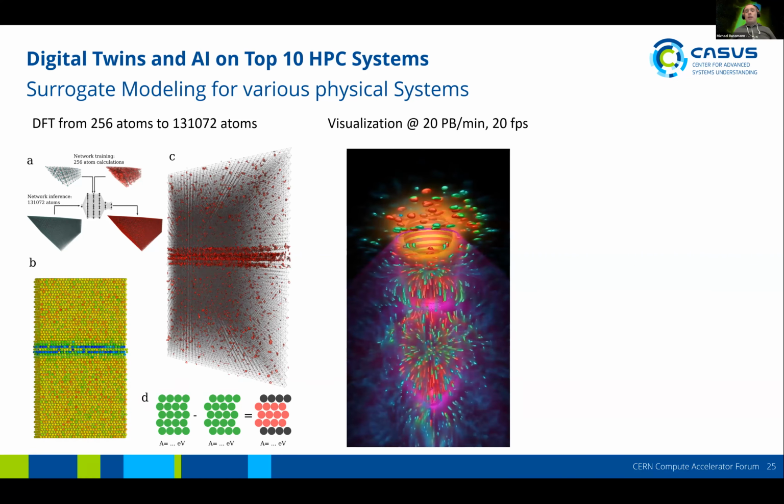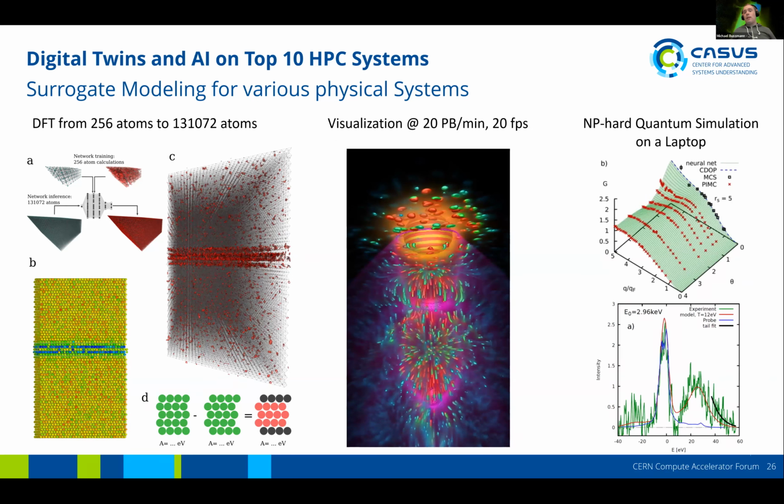At the same time, you can now do visualization at 20 petabytes per minute, and you can especially also stream this into AI models, so you can interact with your simulation, look at it live on a supercomputer and stream it towards an AI surrogate model. And in the meantime, you can also replace certain algorithms that are NP hard, for example path integral Monte Carlo, with AI models that run on your laptop and give you much better results than previously possible. So this is really happening, this is going on.